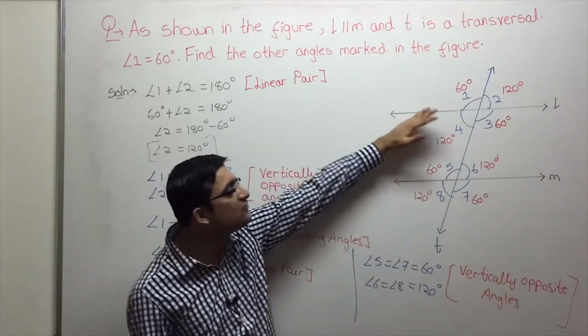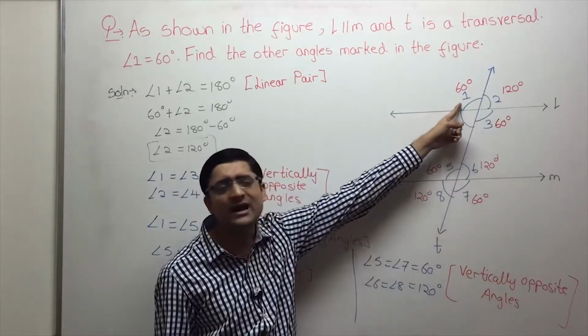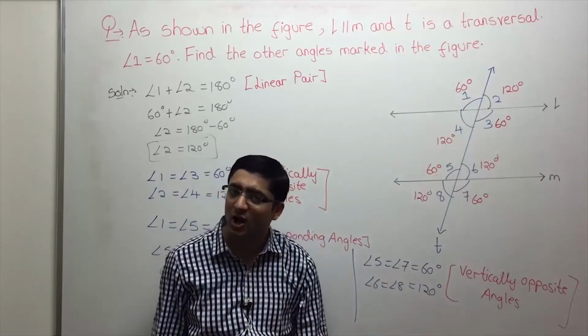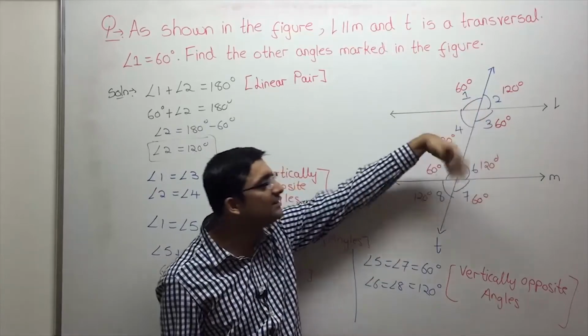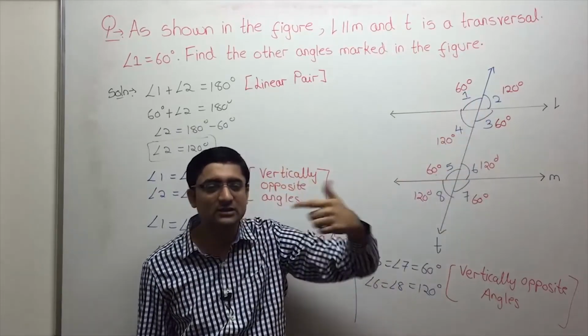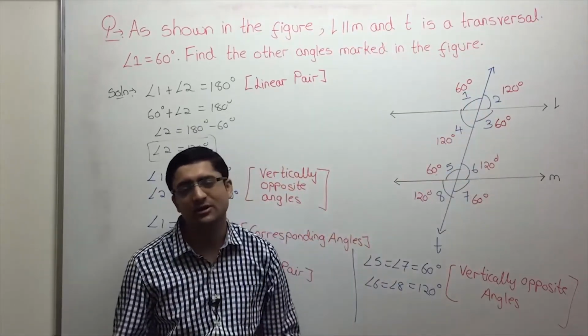So remember, whenever you have 2 parallel lines and a transversal, if any one angle is known to me, I can get the remaining. How do I get them? 3 concepts: linear pair, vertically opposite, and then your parallel lines. That is alternate angles, corresponding angles, interior angles, equate them, you'll get it, right?